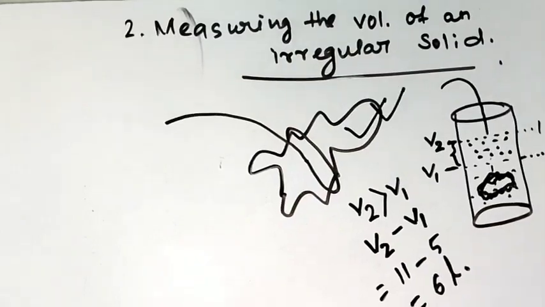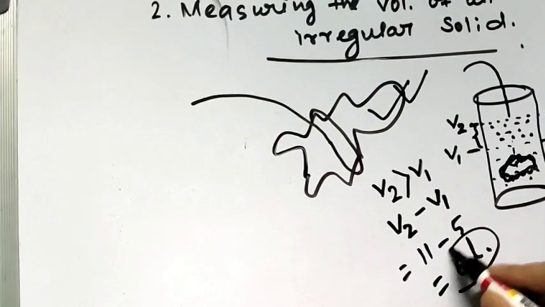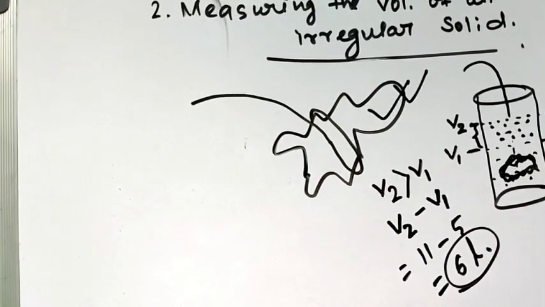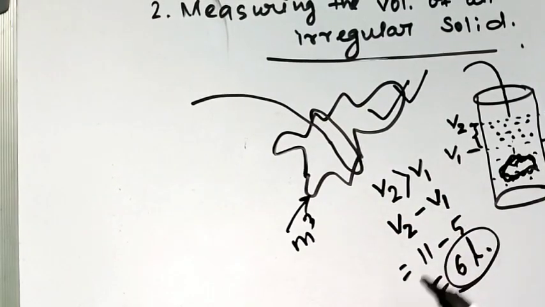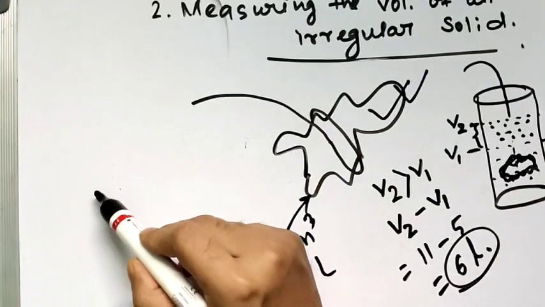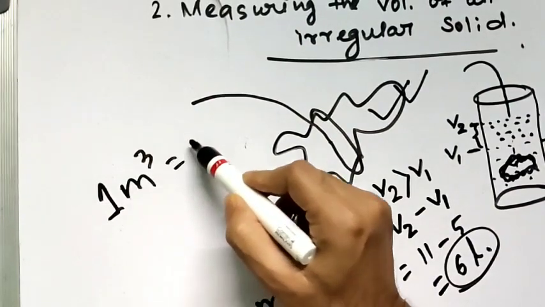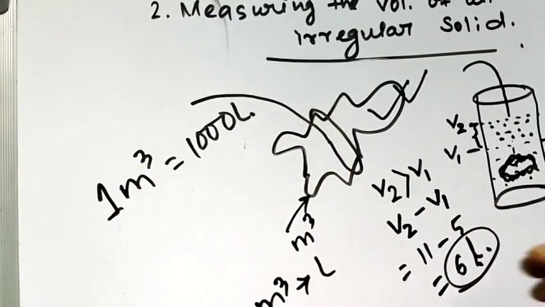Now you will ask me, sir, this is a particular solid and the volume of solid cannot be in liter. Okay, that is not going to be a problem, because we know that the volume should be in meter cube in SI, right? So there is a relation between meter cube and liter. Okay, and the relation is 1 meter cube equals to 1000 liter. So with the help of the relation, we can convert this liter into meter cube, and by this process you can find the volume of this irregular object. Clear?